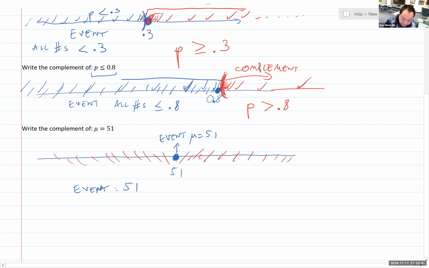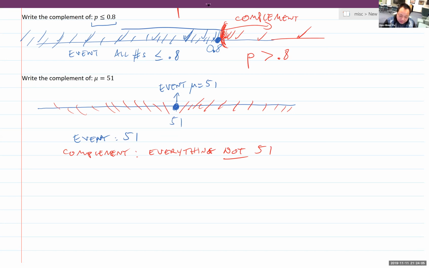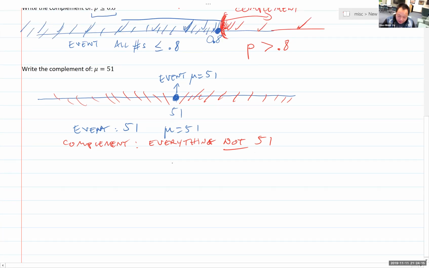is the number 51. Then the complement is everything not 51. So what's the symbol for not being something? The symbol for being 51 is an equal sign. So what's the symbol for not being 51? Not equal sign.